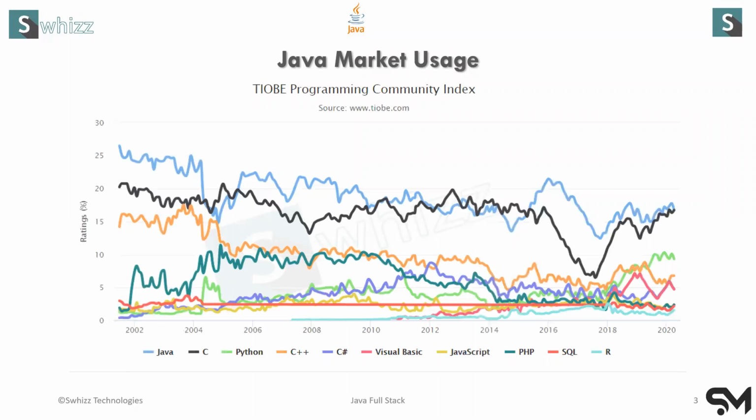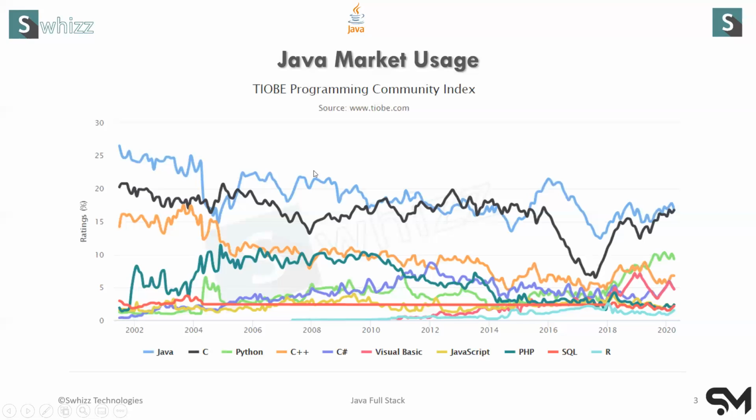This is a small graph I have taken from the TIOBE Programming Community Index. Recently I have taken this one. There are no updates so far. Maybe there will be an update in January or February. If you carefully observe this graph, we have listed some technologies or languages. Java is in light blue, C in black, Python green, C++ orange, C Sharp purple, Visual Basic pink, JavaScript yellow, PHP green, SQL red, I think, and R is sky blue, right?